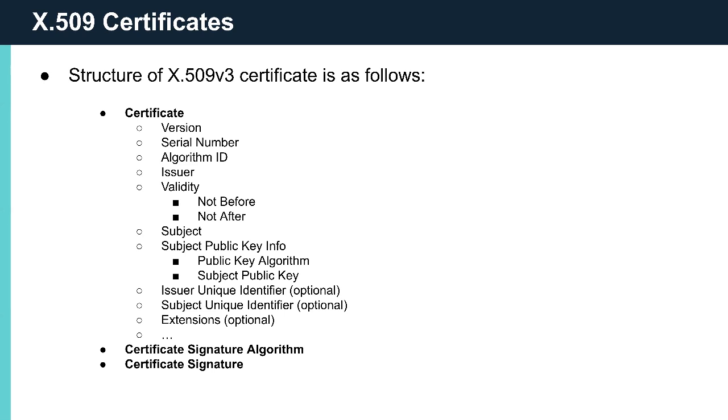The issuer's unique identifier is optional, and subject unique identifier is optional. And then there's a list of optional extensions, which can also be included. At the end, you'll have the signature algorithm and also the signature itself that was applied to the certificate when signed by the issuer.